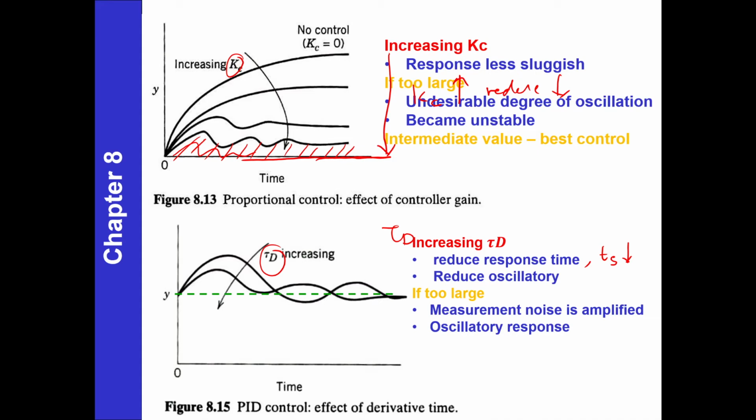And then oscillatory response. Okay, so intermediate is desirable. Okay, so how to get this desirable value? Again, what we have to do, we do a tuning process. We have to tune the controller.